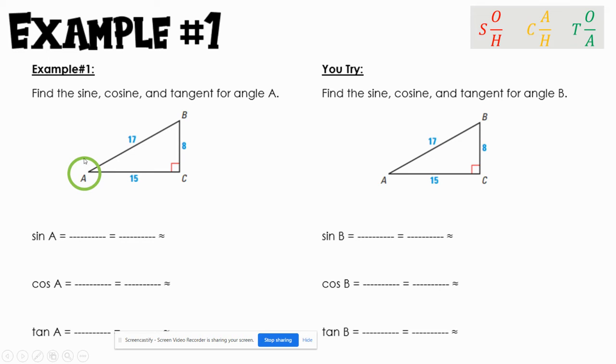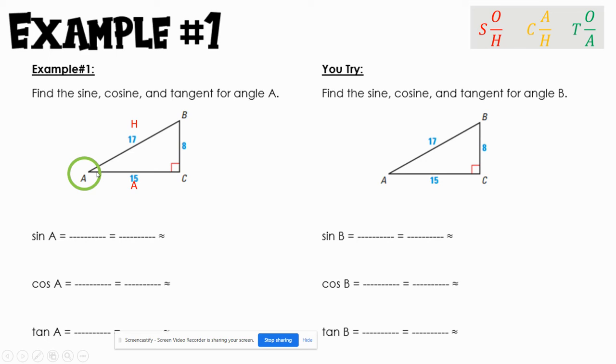One thing I would recommend is whatever angle you're working off of, either put your finger on it or maybe circle it, darken it so that your eye goes to that angle in the triangle. And the next thing is label those side lengths. Now you can write an H for the hypotenuse on that side length that's across from the right angle.